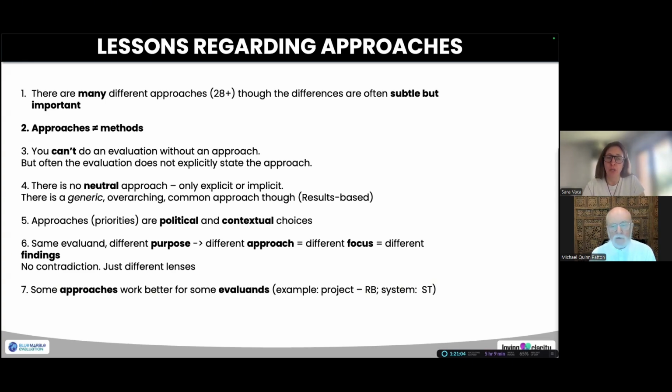As we saw, some evaluands call better for different approaches; they go more naturally together. For example, goals-based goes with projects more, systems change goes with a systems approach, and transformation goes with major initiatives that are trying to have a big impact on larger-scale systems.